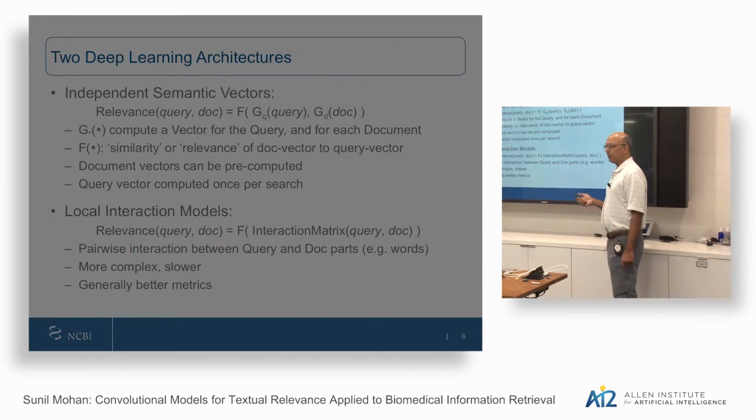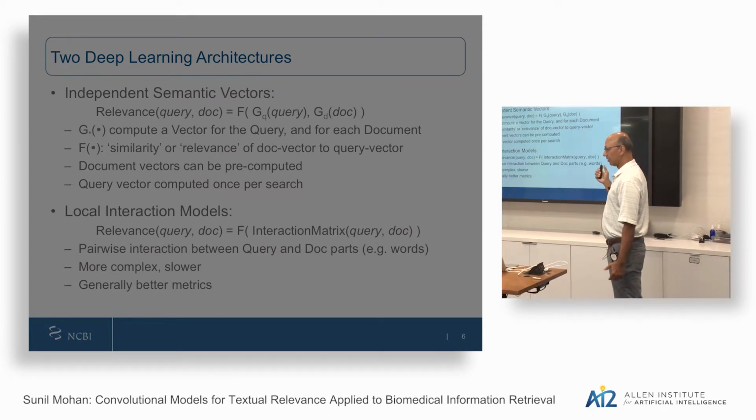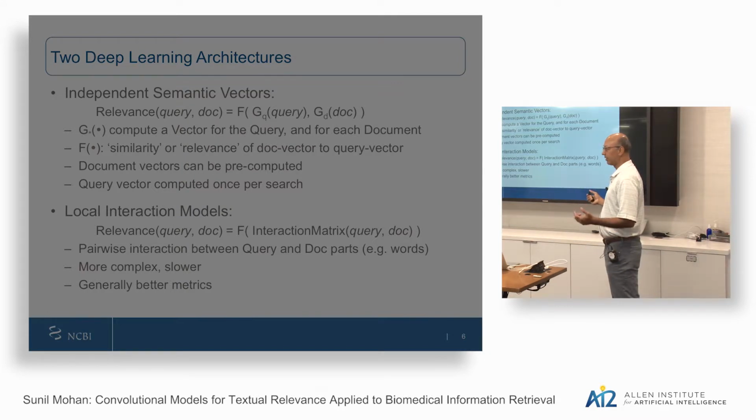So there are two commonly used deep learning architectures in text match or document matching problems. And information retrieval is an example of a text matching problem. The first type of architecture, which I call independent semantic vectors, people also call Siamese models. A vector is computed from the query and from the document independently, so two different vectors, and then another subnet processes these two vectors to determine relevance. And the second type is local interaction models, where you first develop a pairwise interaction matrix between parts of the query and parts of the document, often words. And then that matrix is further processed by another network.